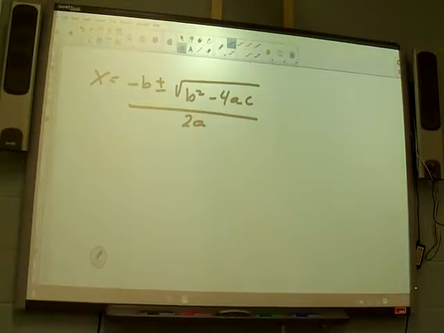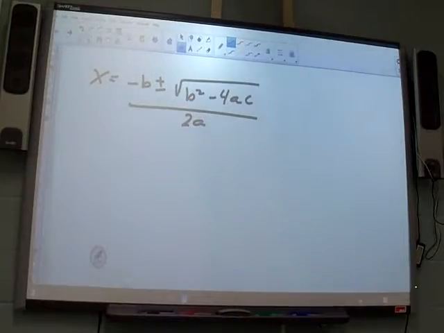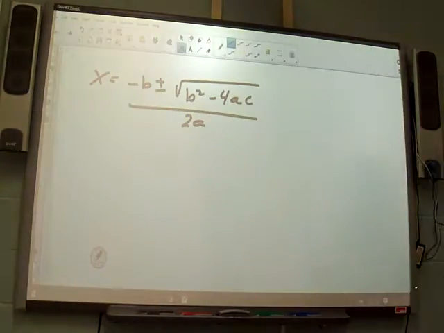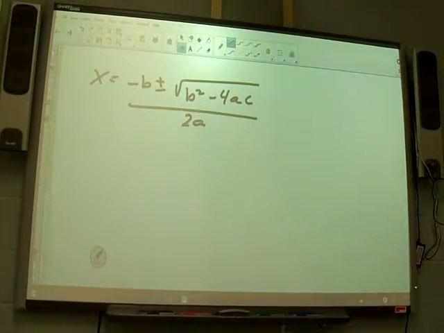The only thing you have to make sure is that your quadratic has to be in standard form and it has to be set equal to 0. So before you can use this quadratic formula, you've got to be ax squared plus bx plus c is equal to 0. And that's where your a, b's, and c's for the formula are going to come from. So if it's not in that form and not set equal to 0, you'll have some work to do to get there.